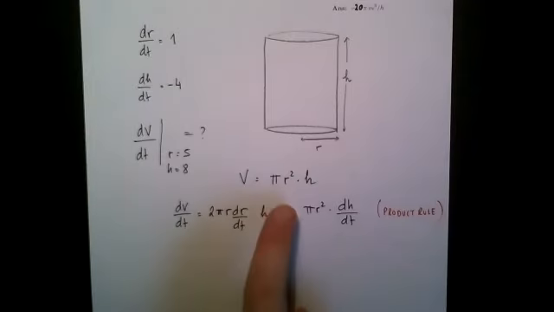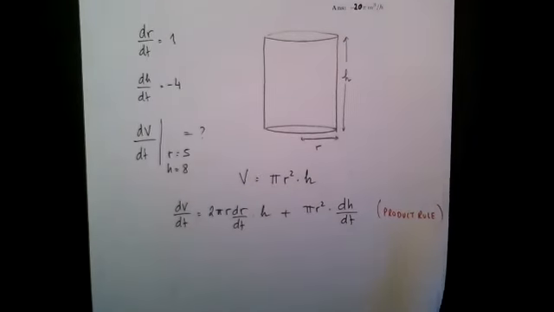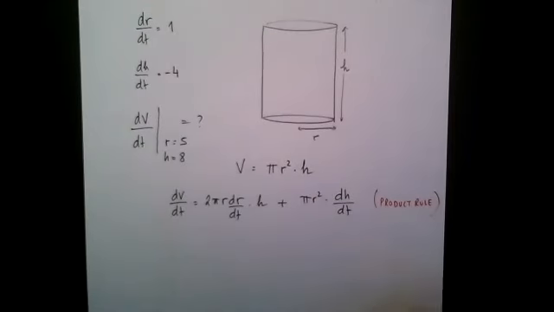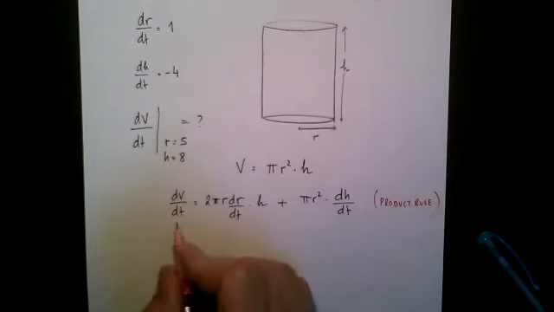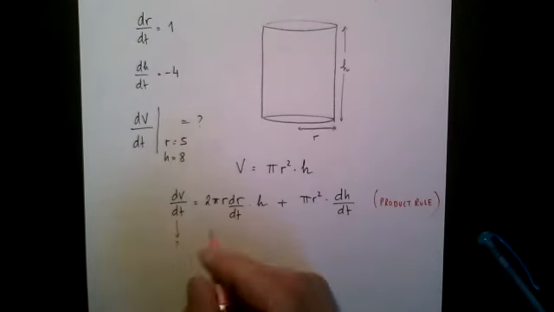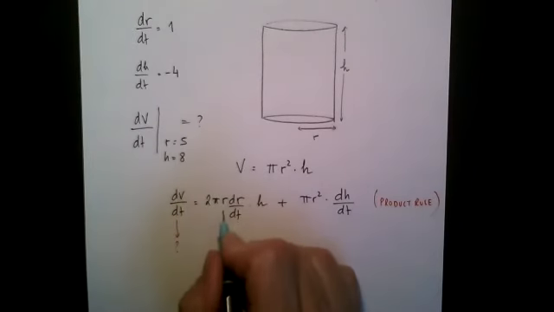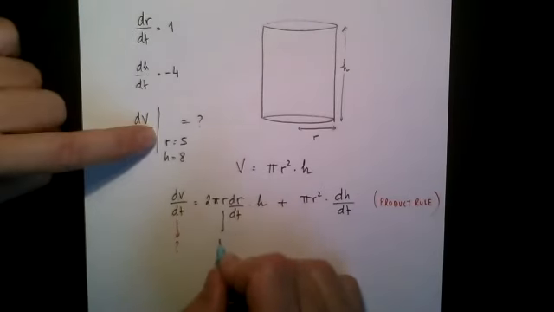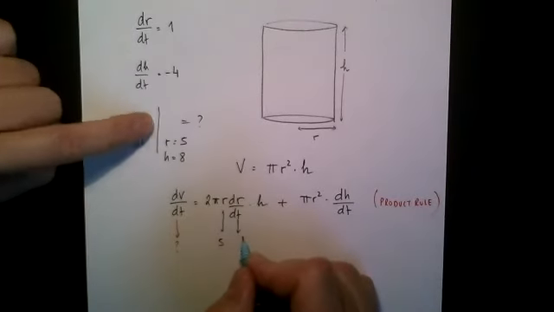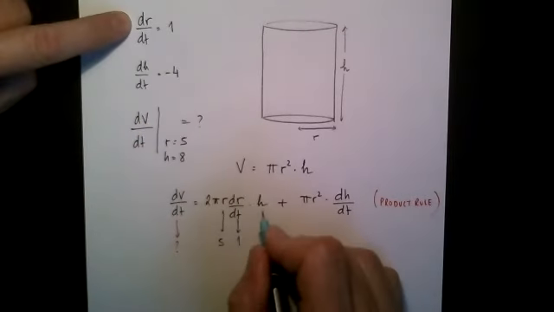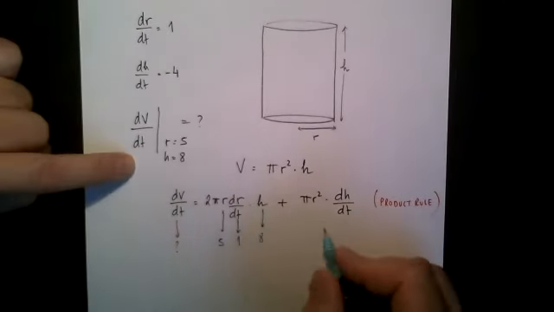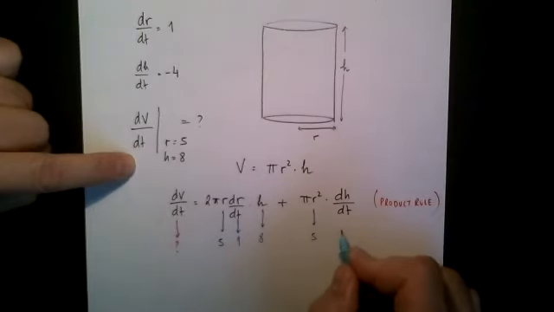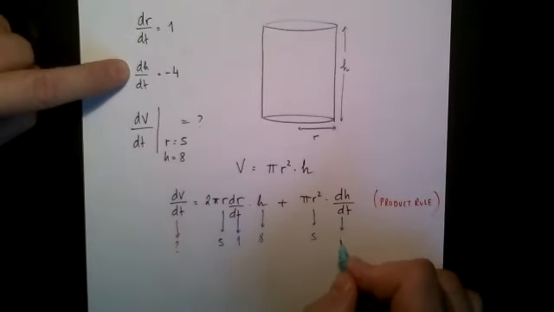So you cannot just do the derivative of pi r squared times the derivative of h, right? It's a multiplication, the product rule stands. That's it. And at this point, we just put in what we know and what we're looking for. We're looking for dV/dt. The radius is given to me, it's 5. dr/dt is 1. h is 8. This is still 5. dh/dt is -4.